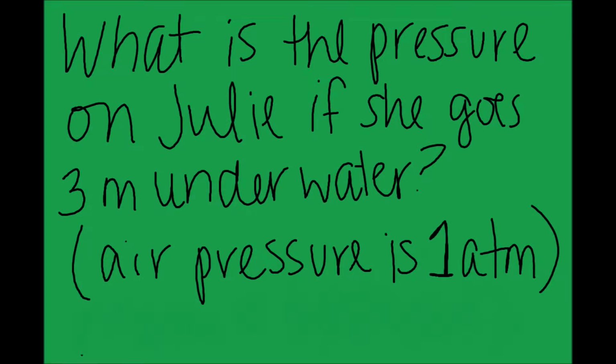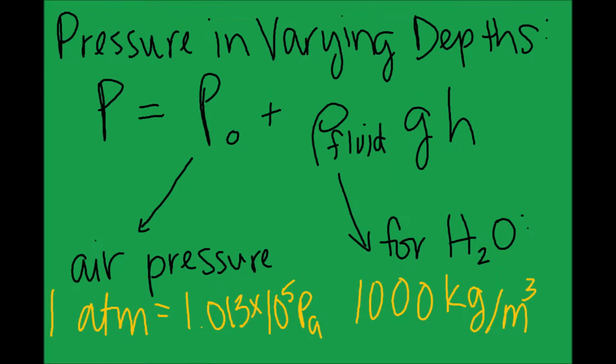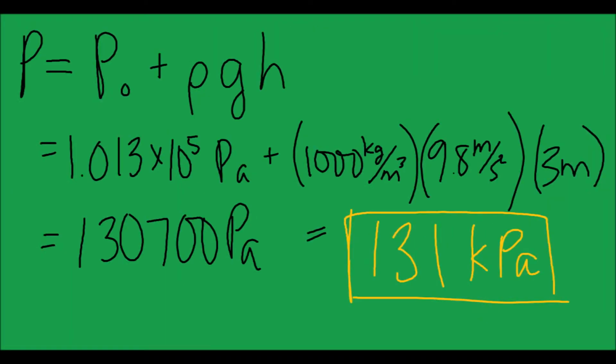What is the pressure on Julie if she goes 3 meters underwater? Air pressure is 1 atmosphere. The pressure at varying depths equation is presented below. P naught is air pressure, which equals 1 atmosphere, equals 1.013 times 10 to the 5th pascals. Density of the fluid, which is water, is 1,000 kilograms per meter cubed, and h is the depth that Julie went. Taking the given equation, plug in your knowns and solve for pressure.